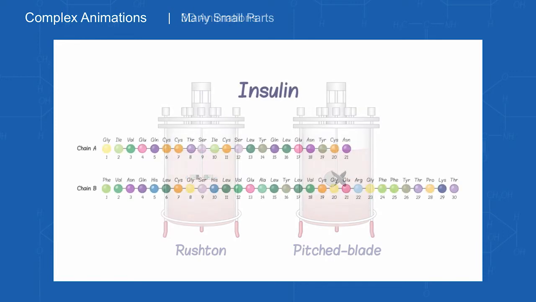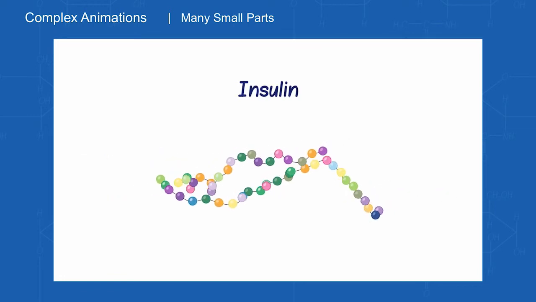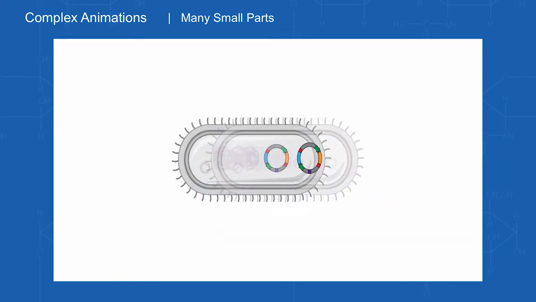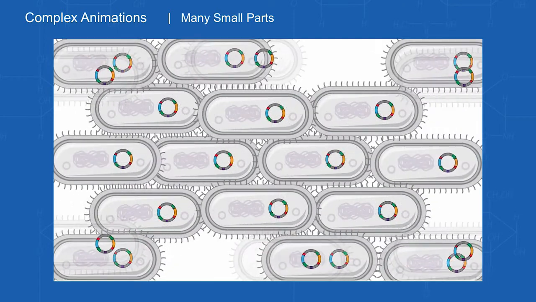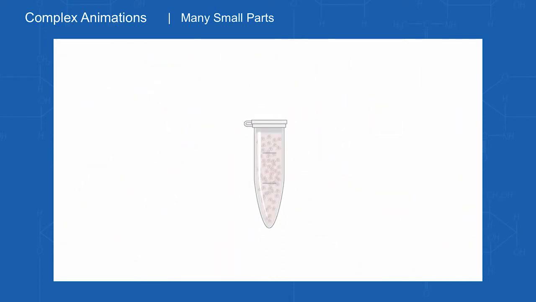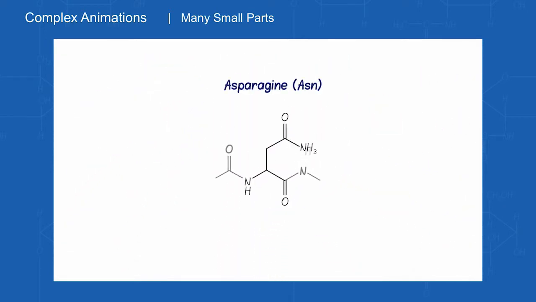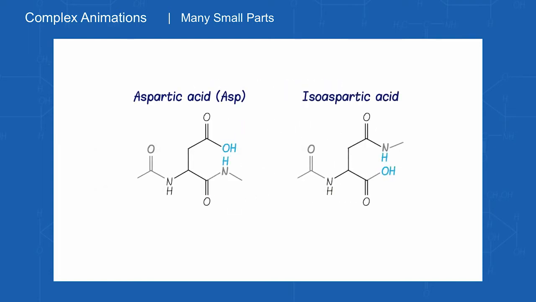And then also in the complex category would be the movement of many small items, so many small parts. So here, the amino acids of insulin going from the primary structure to a folded structure, the copying of cells, so each of those assets were animated individually, the collection of plasmids, and then the movement of individual atoms during certain chemical reactions.